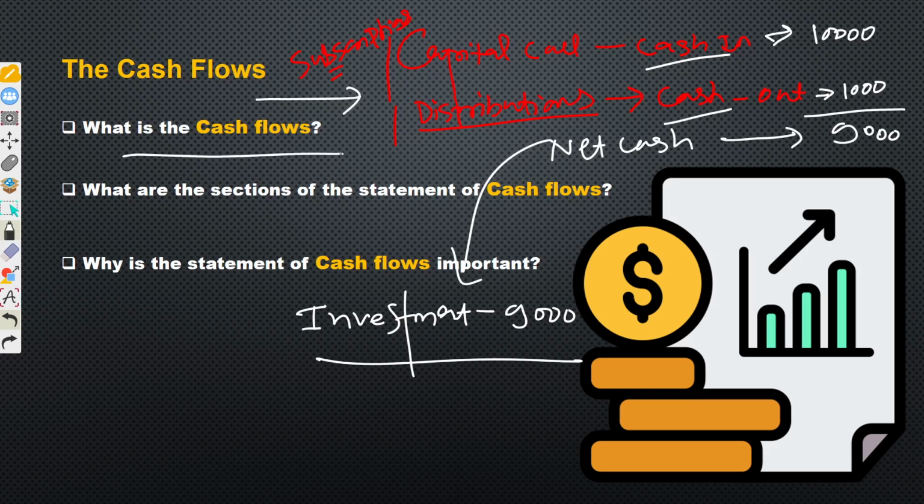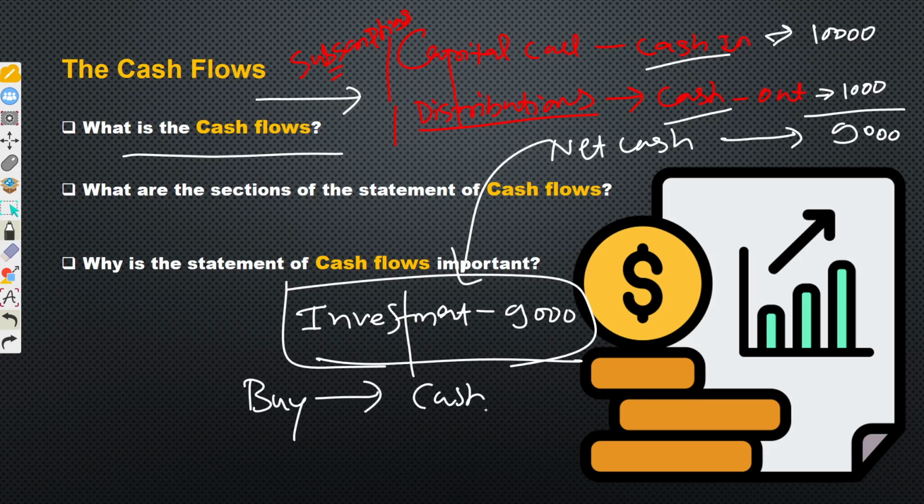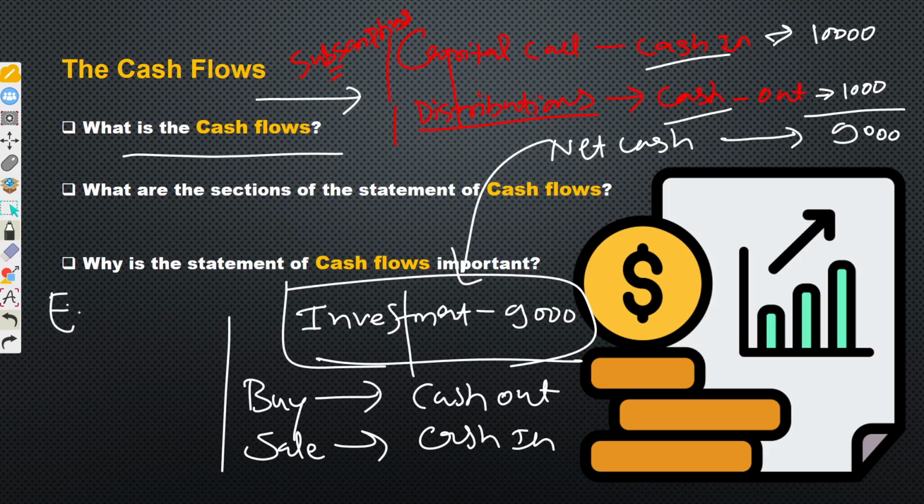Another example that I would like to give here, investment. Once you invest, what happens? Let's say you buy the securities. Of course, cash will go out. But when you sell it, cash in. Then expenses paid, cash out. Income received, cash in.